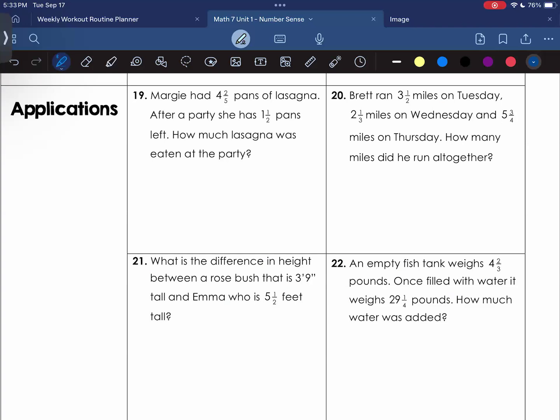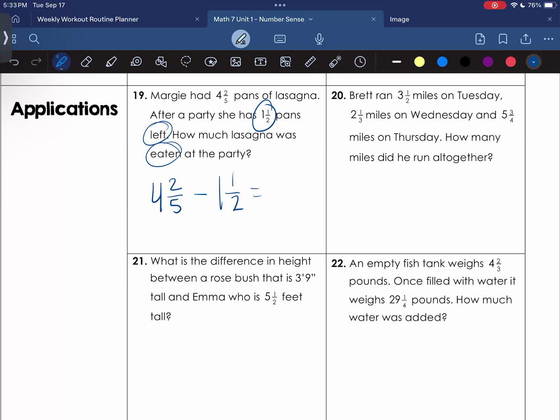So Margie had 4 2/5 pans of lasagna, right? So we write down what we start with. And then she had a party and she had 1 1/2 left. Okay. We want to know how much was eaten. So if you start with 4 2/5, that's what you started with at the party. And then we need to subtract what was left to figure out how much they ate at the party. Okay, so that's your setup.